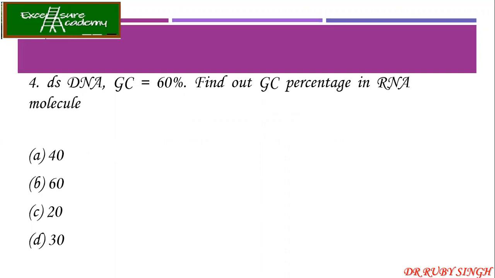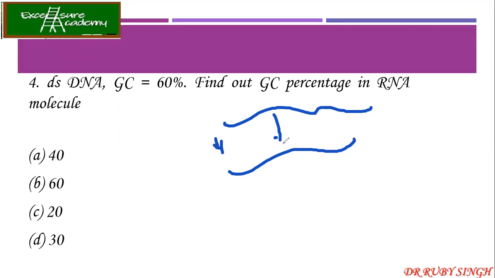40%. Why 40? See, the DNA which is going to give you RNA, its GC is 60. So obviously, the RNA is made from this DNA only, right? The DNA which is coding for the RNA, you are going to get the same percentage. So here the answer is 60 only. Are you getting the point over here?